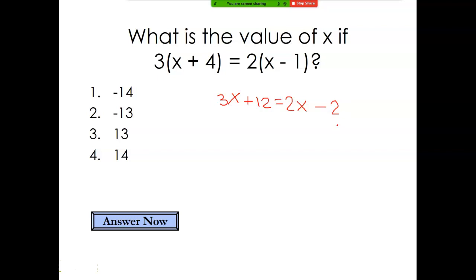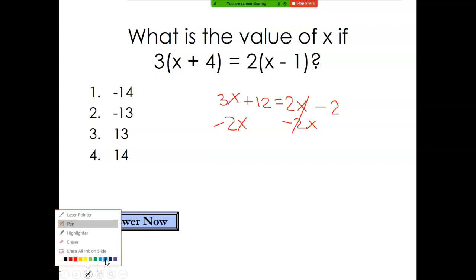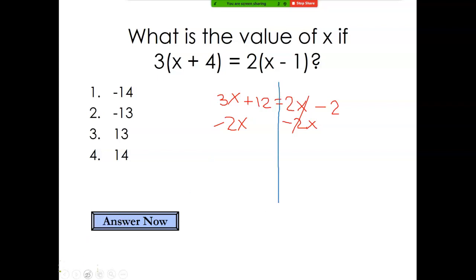So we're kind of all over the place, so I actually want to do this with you. We distribute to get 3x plus 12 equals 2x minus 2. And then I would move my 2x. So I'm going to subtract it from both sides. Can I make my blue river? I can. So that gives me x plus 12 equals negative 2. How many of us lost that negative?